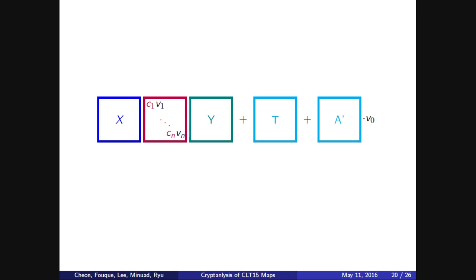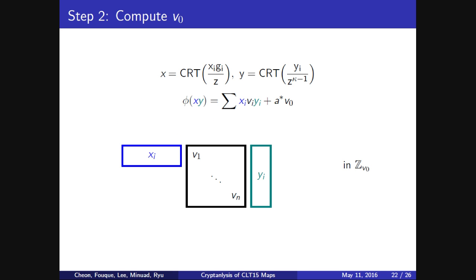I remind you that the CHLRS approach gives this matrix equation with additional two matrices T and A prime. Through the first step, we remove matrix T in this equation. Now we move on to the second step. As I mentioned before, once X is known, CLT15 is not secure anymore. So the goal of the second step is to compute V0 and so X0.